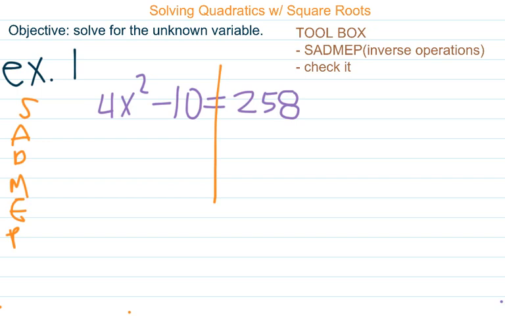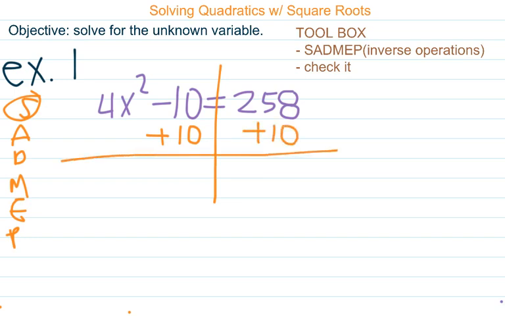Do I see subtraction? The answer is yes. I see it here with minus 10, so the inverse is to add 10 to both sides. After I add 10 to both sides, these cancel. And I bring down this term, and this turns back into 4x squared equals 268. Okay, cool. Now I go back.